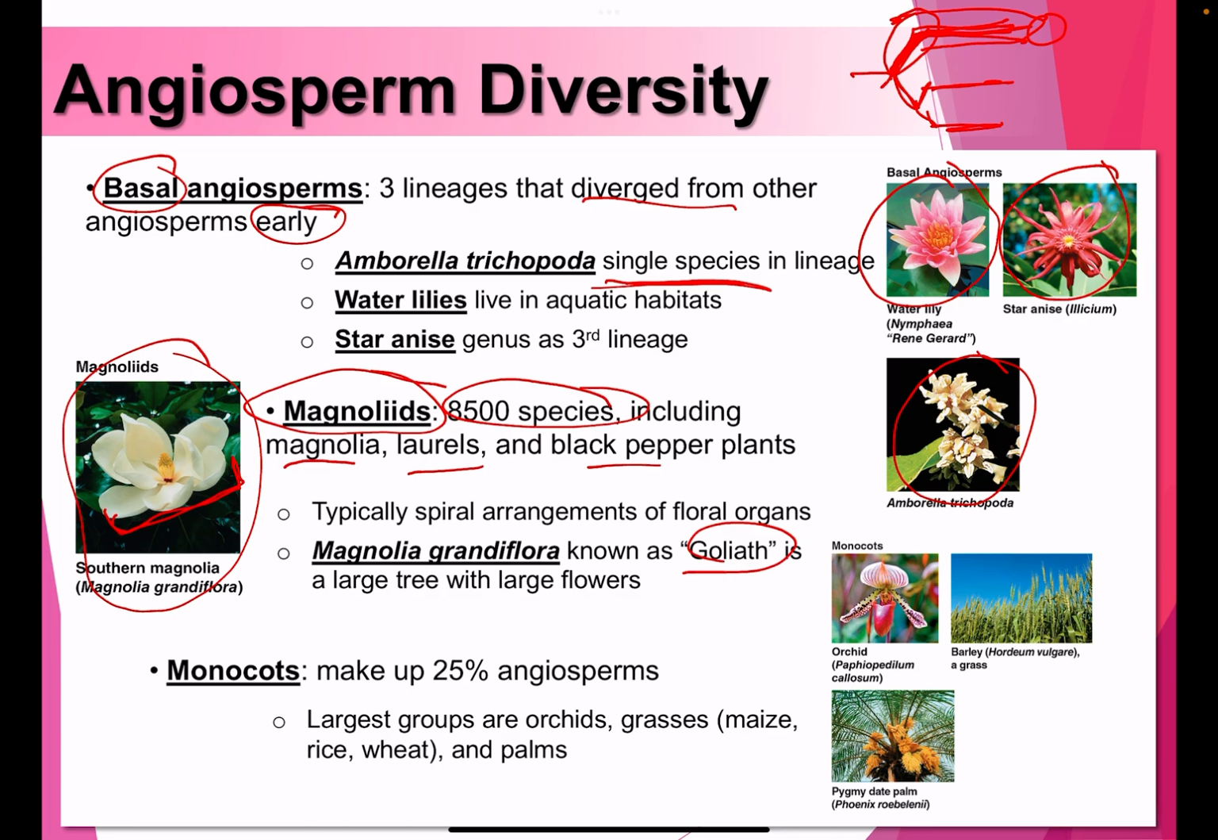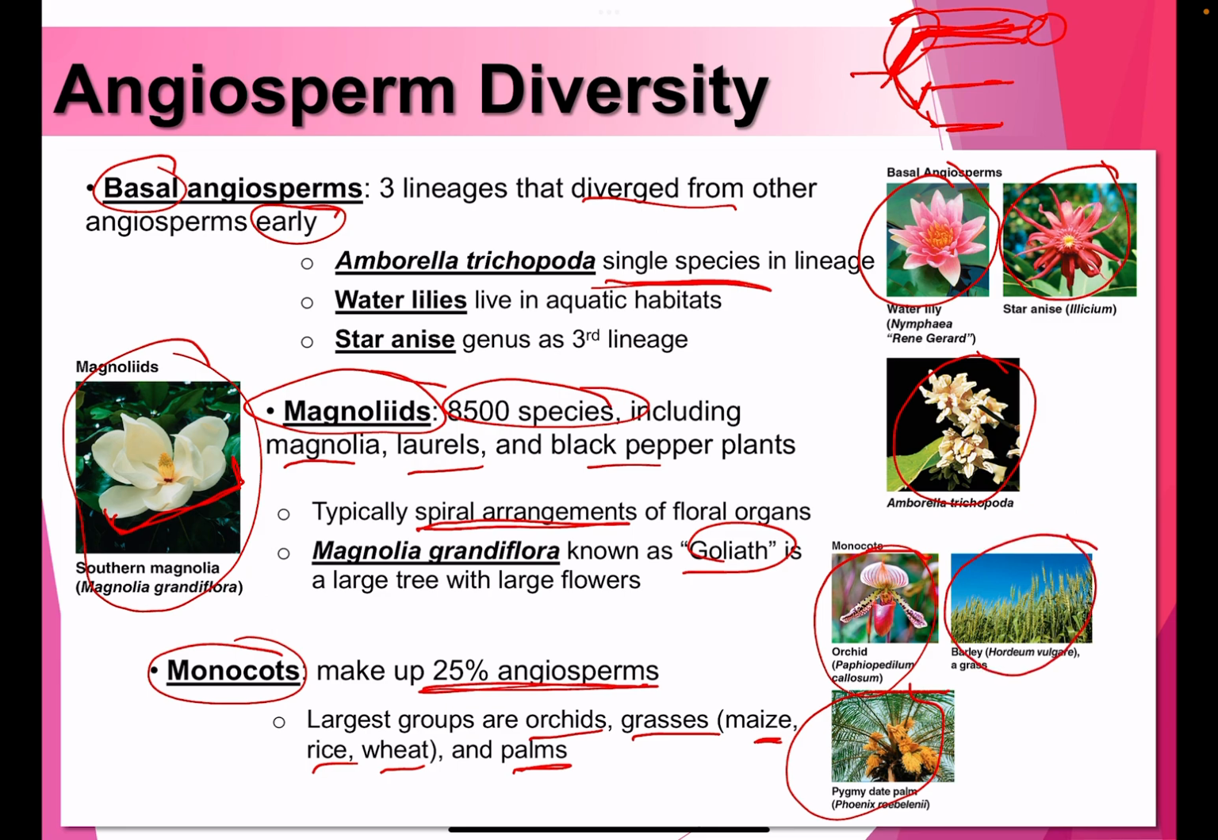The flower organs also tend to be in a spiral arrangement pattern for magnolias or magnoliids. Third group of angiosperm, we have monocots, which makes up 25% of all angiosperm. It's the largest group, and we're not going to mention all of them, but the largest groups are orchids, grasses, which includes your maize, rice, and wheat, and then your palms. So this is how an orchid looks like. Here's an example of a palm, and then you have an example of grass, which in this case is barley grass.